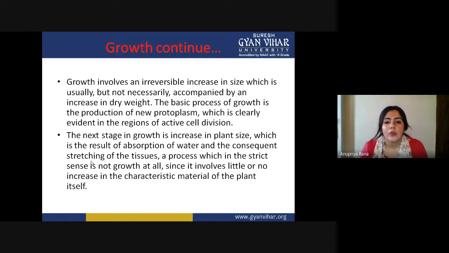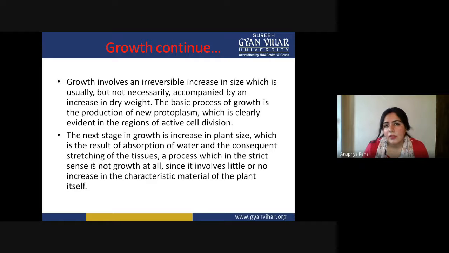The next stage in growth is an increase in plant size. The very next stage when growth happens, their fundamental process is to increase the plant size, which is a result of absorption of water and the consequent stretching of the tissue, a process which in the strict sense is not growth at all, since it involves little or no increase in the characteristic material of the plant itself.